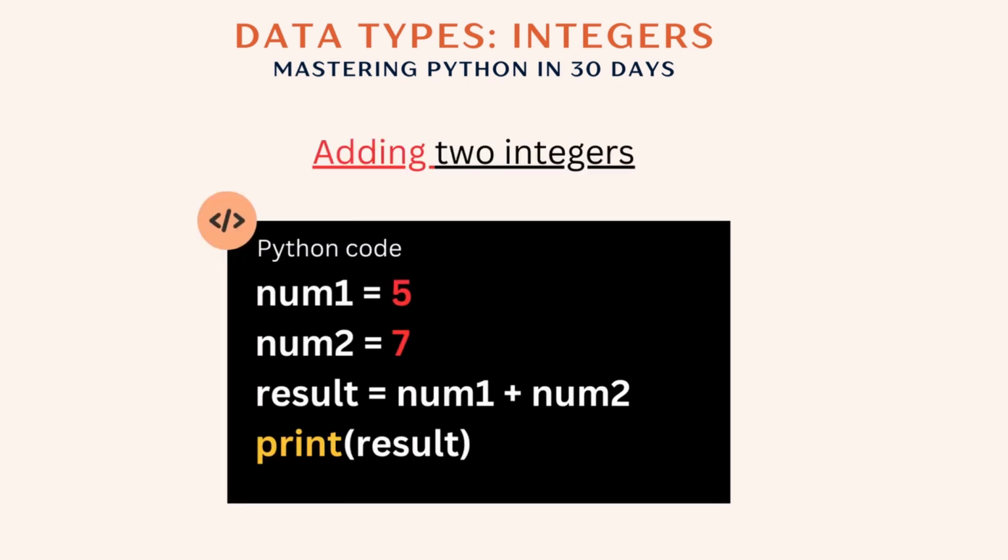Here we have two variables, num1 and num2, which hold the values 5 and 7 respectively. By adding these two variables together and printing the result, we can see the sum. When we run this code, it will display the sum of 5 and 7, which is 12.